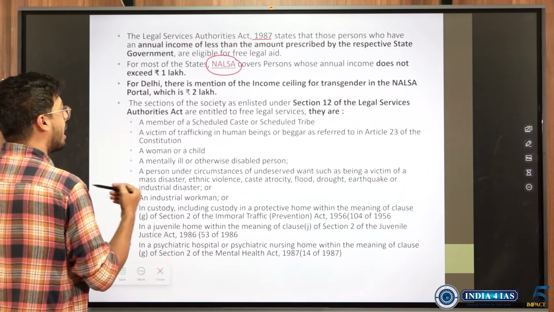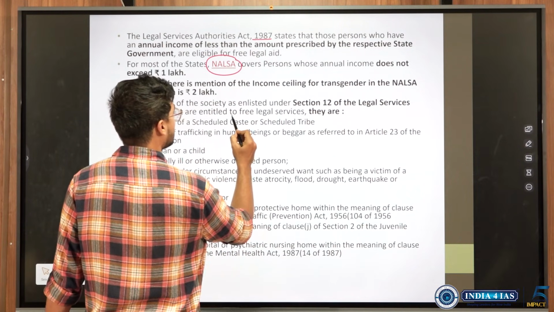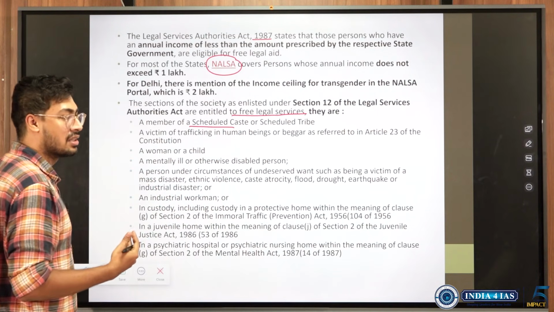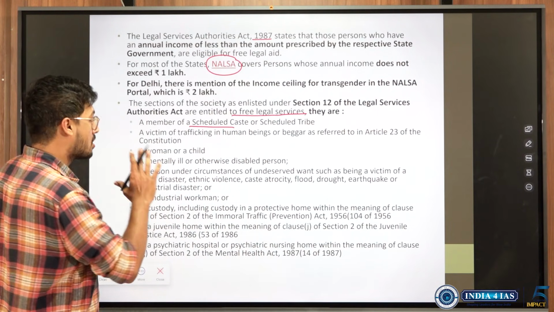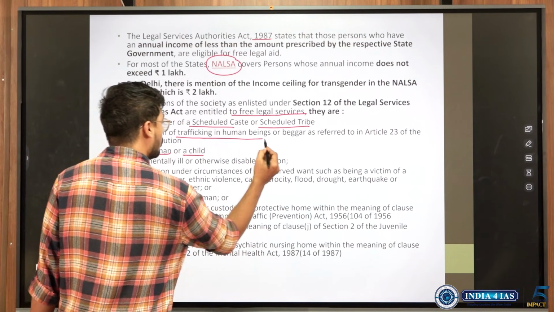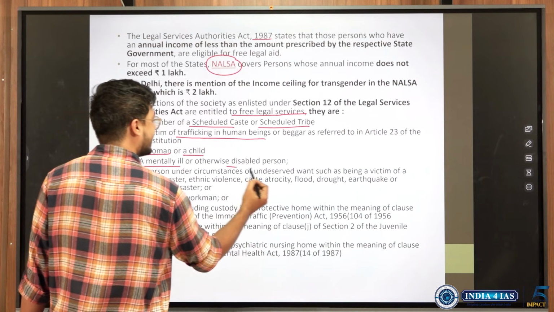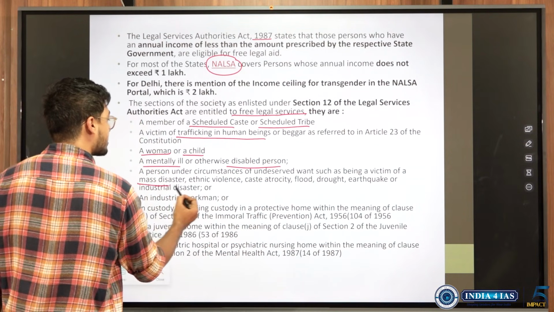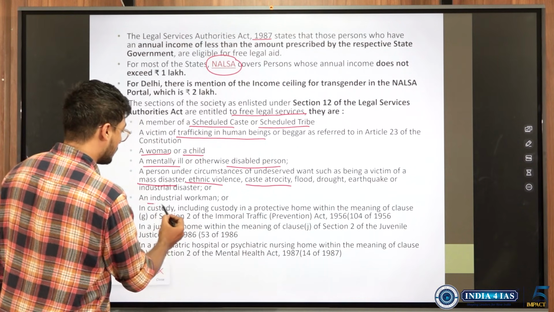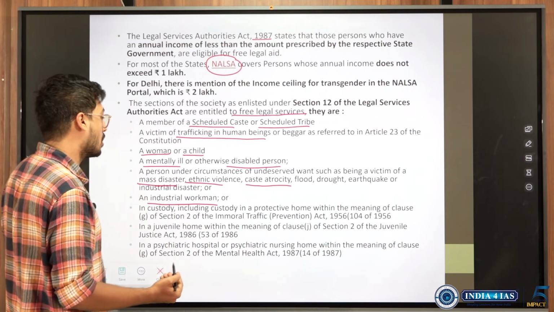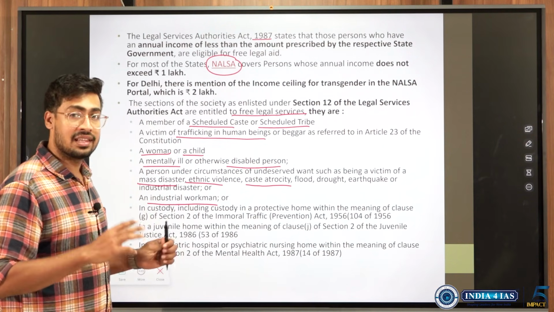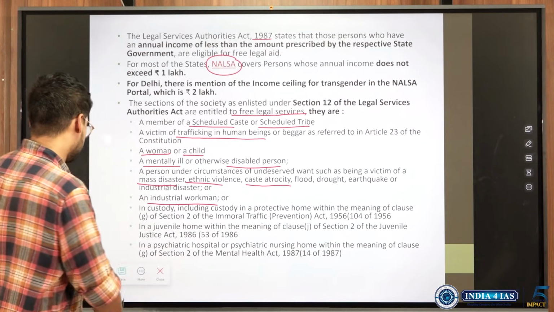So who are eligible under free legal services? We need to have a broad idea. Mostly the vulnerable section who are not able to take care of themselves. So SC, ST, woman, child, trafficking in human beings, mentally ill, disabled persons, or victims of disaster, ethnic violence, caste atrocity. So industrial workmen who work for very low wages sort of thing. So these are the persons who are eligible. If we had kept in mind that vulnerable persons are eligible, we could have cracked that question.